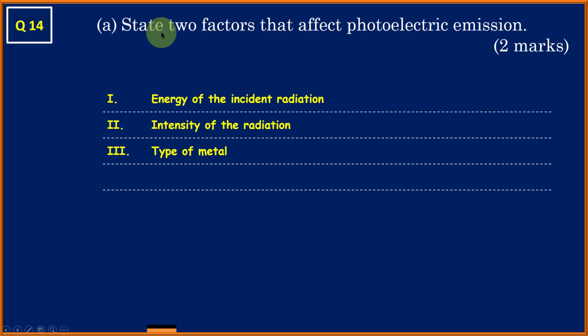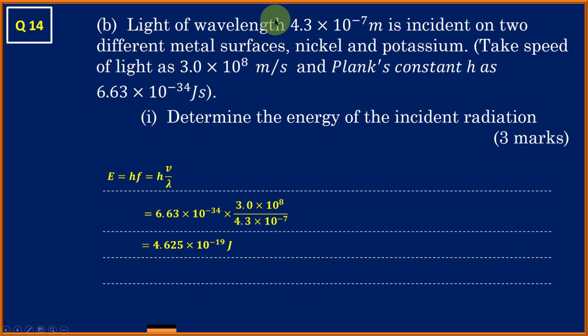Question number 14. 14 part A. State two factors that affect photoelectric emission. There is the energy of the incident radiation and the intensity of the radiation, as well as the type of metal that is used as a target metal. B. Light of wavelength 4.3 by 10 raised to minus 7 meters is incident on two different metal surfaces, nickel and potassium. Take speed of light to be 3.0 by 10 raised to power 8 and Planck's constant as 6.63 by 10 raised to minus 34 joule seconds. Determine the energy of the incident radiation.